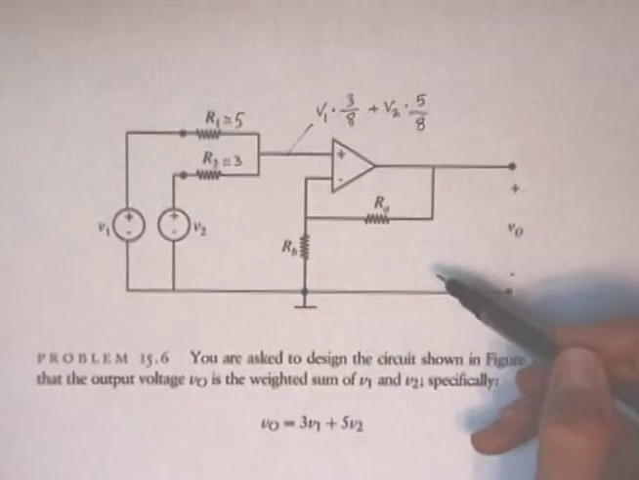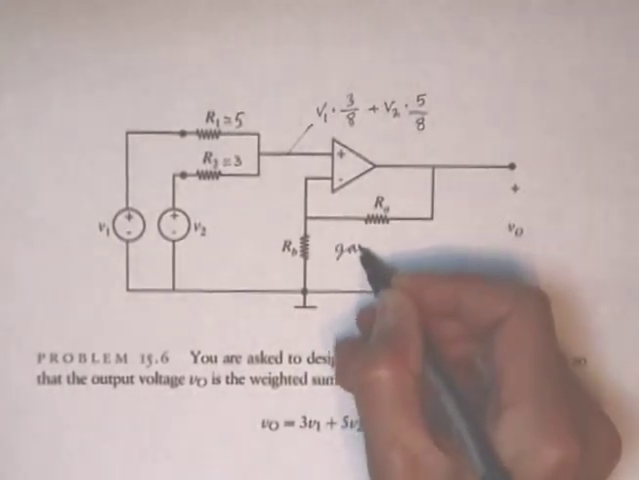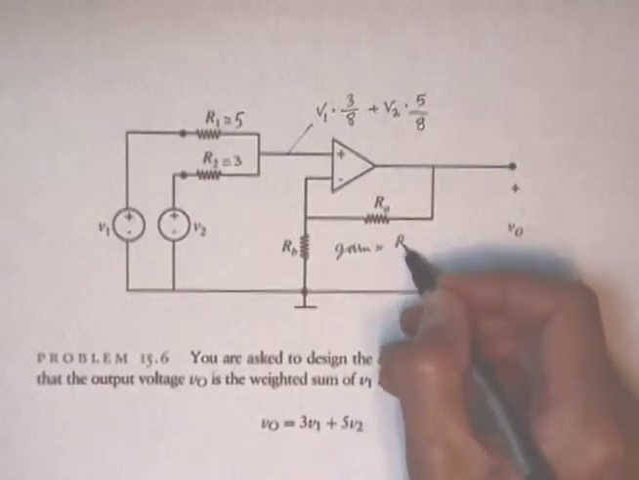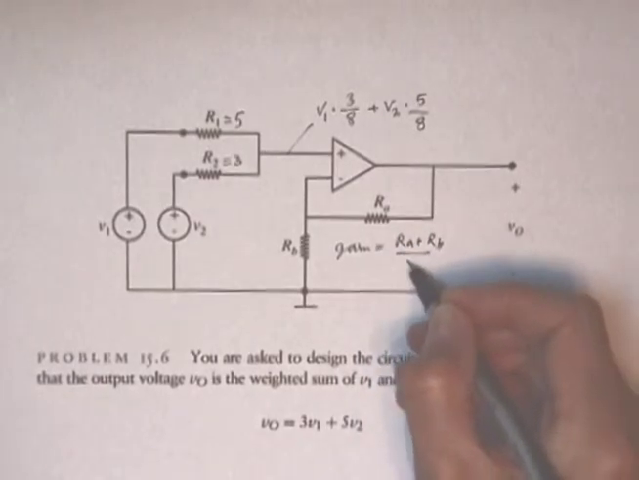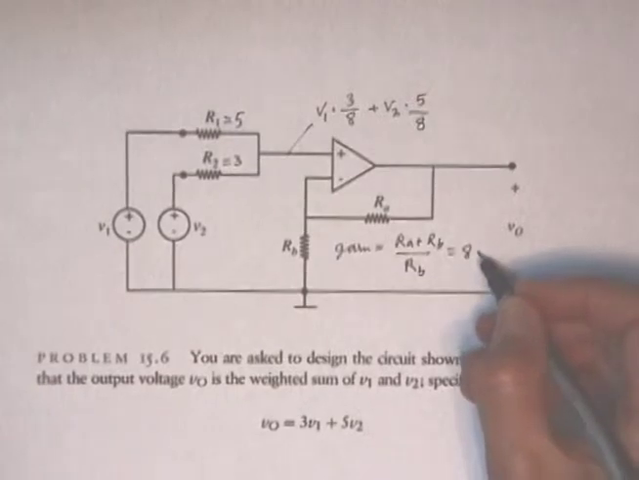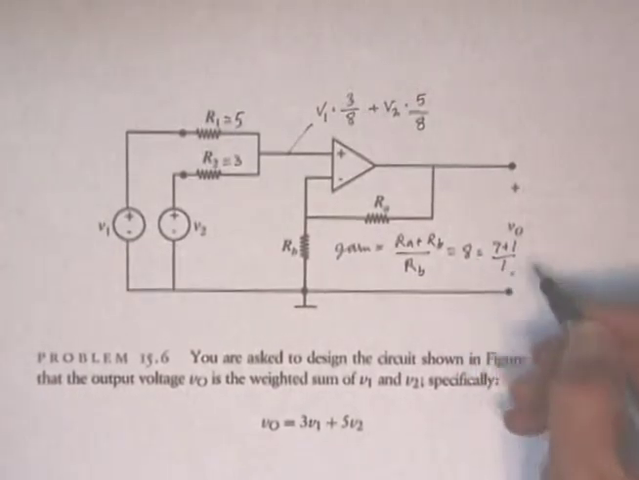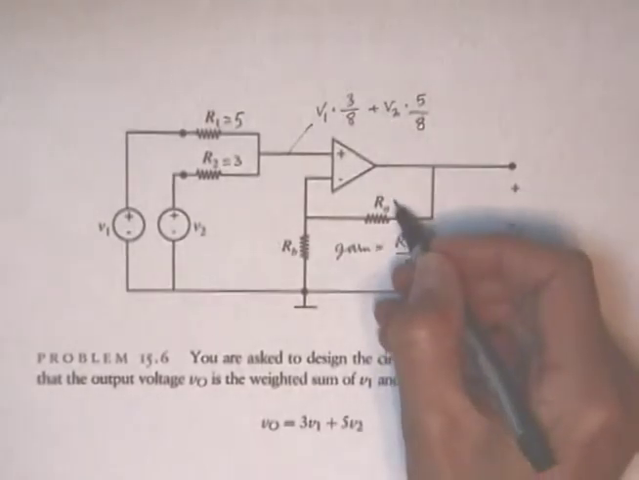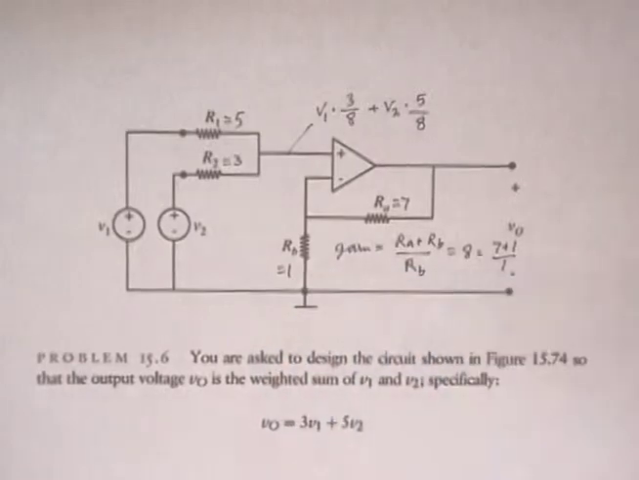This is a standard non-inverting op-amp configuration, so the gain is RA plus RB over RB. We want that to be equal to 8, and it should be clear that 7 plus 1 over 1 will work. So RA is 7 and RB is 1. All done.